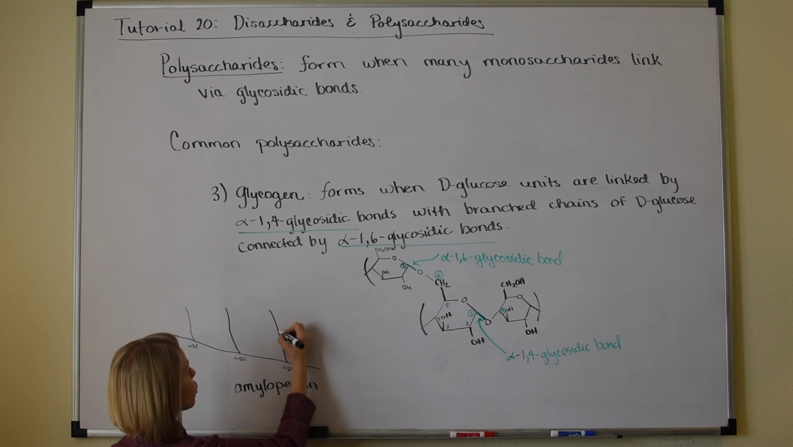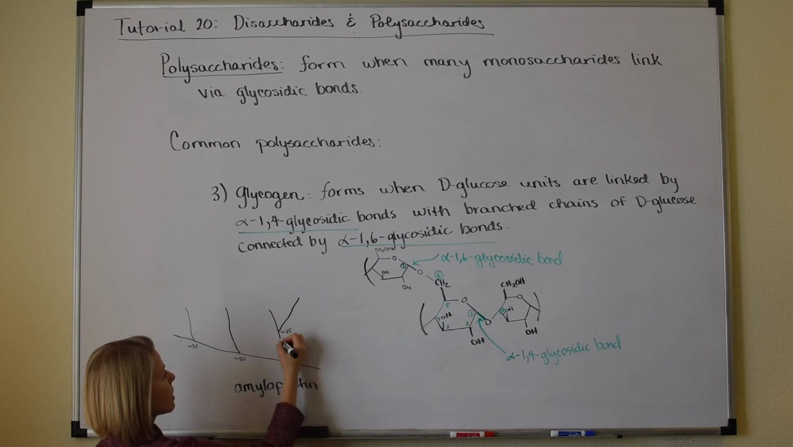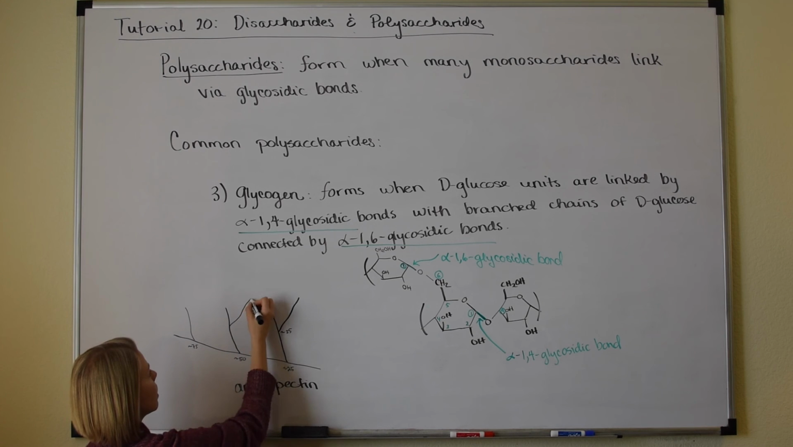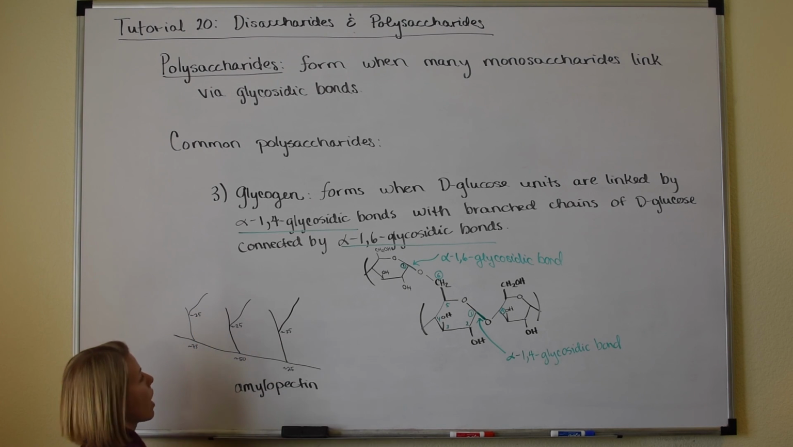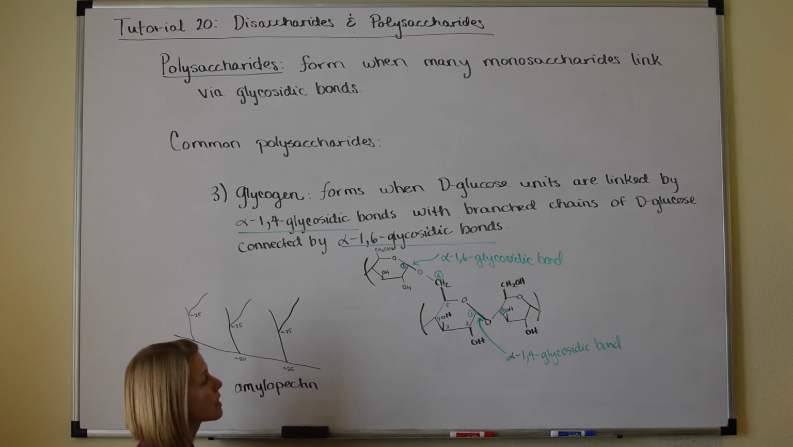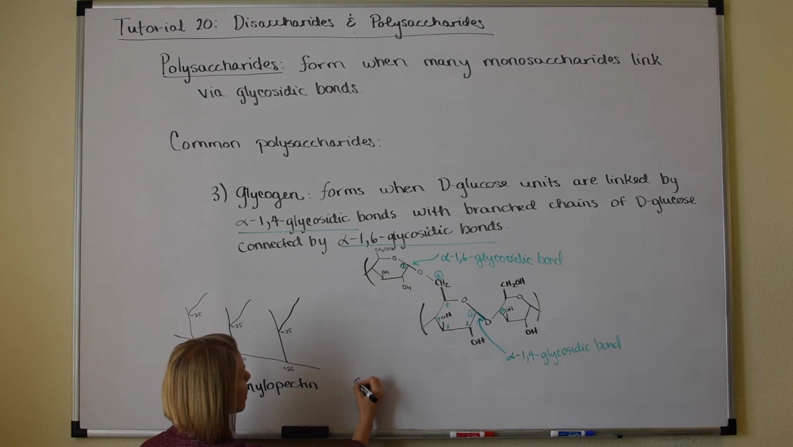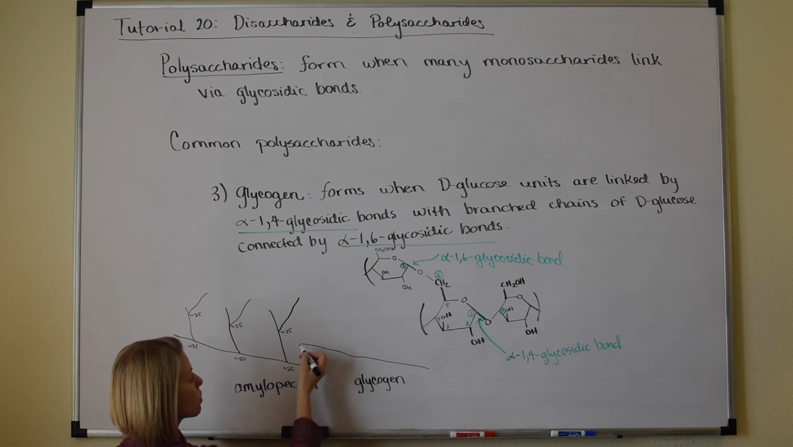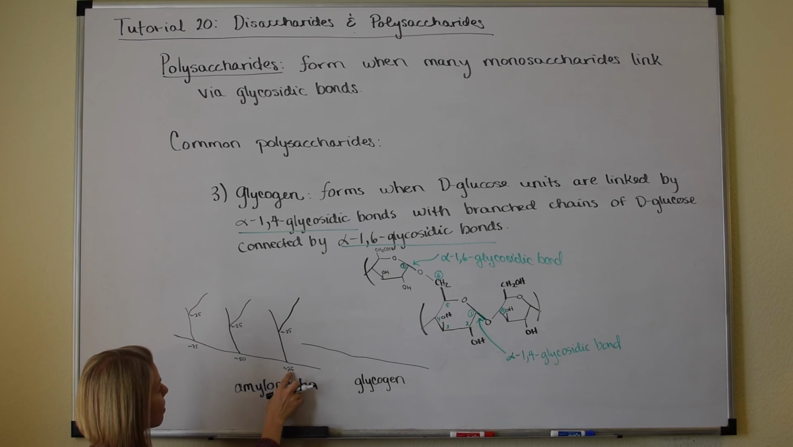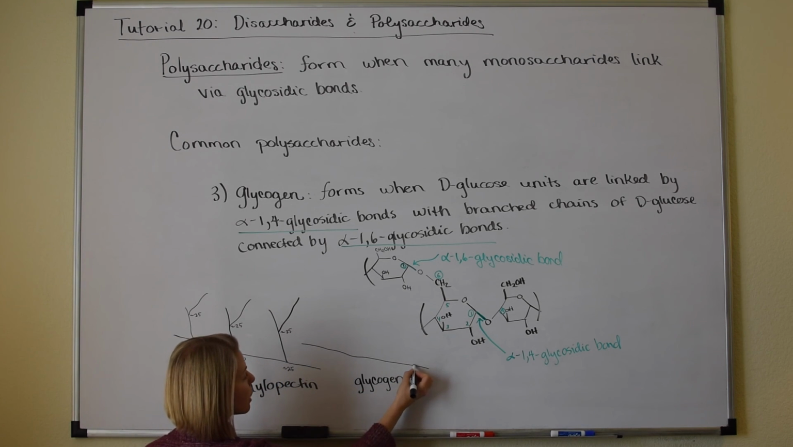And then off of those branches, you can also have branches. Okay, so about 25 units up this chain, and about 25 up this chain, and about 25 up this chain as well. Well, if you look at the similar type of drawing in glycogen, okay, so here's our chain of glucose units. We're going to have these branches occurring more frequently.